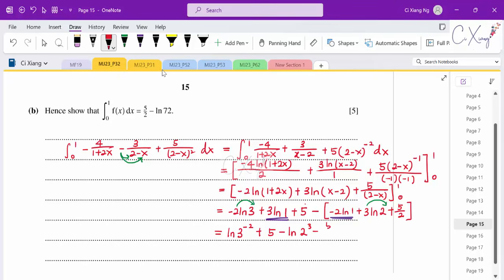Okay, then minus 5 over 2. You can simplify all the power together, all the constant, the pure number together, 5 minus 5 over 2. Therefore, you are having 5 over 2.